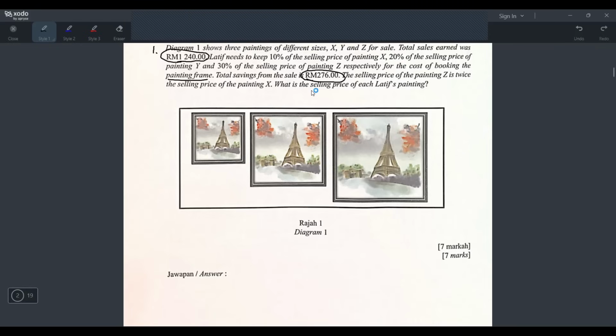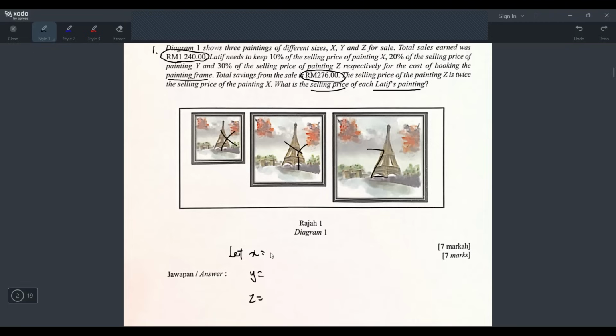So what do they want you to find? Selling price of painting. So X, Y, Z will represent the selling price of painting. Why X, Y, Z? Because there are three different paintings. So I'm just gonna write here, let X, Y, Z represent something. X will represent the selling price of painting. Try to write very specific. Don't just write let X equal to size X, size Y, size Z. I want to write specific.